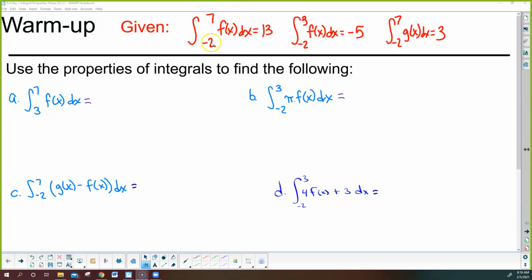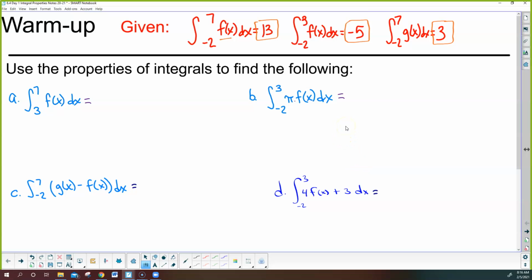So I know that the area underneath the curve of the function f of x from -2 to 7 is 13, right? So that's kind of like a given fact. We also know that of the same function f of x from -2 to 3, the area under that curve is -5. And then of a different function, g, the area under its curve from 2 to 7 is 3. So knowing these three facts, that's going to allow us to solve these problems.